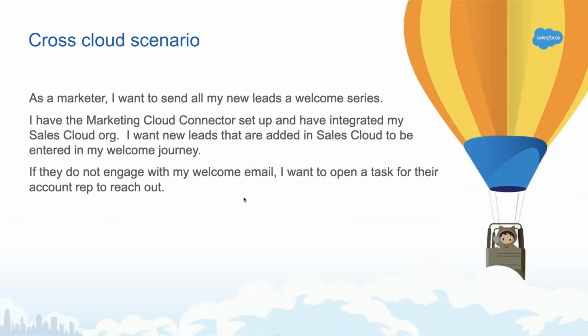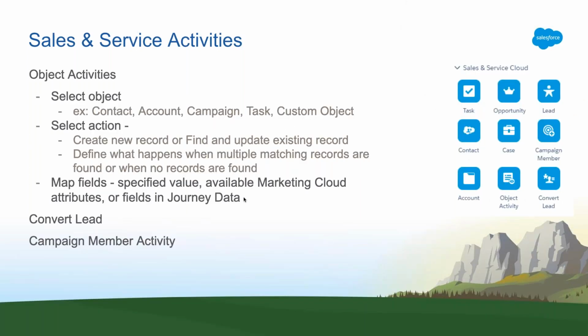Campaign member activity is the other non-object-based offering. But really, it comes down to campaign object activities. These are where you can update an object based on a new record, define what fields you want to add. So this is the most common. So let's get into what that actually looks like.